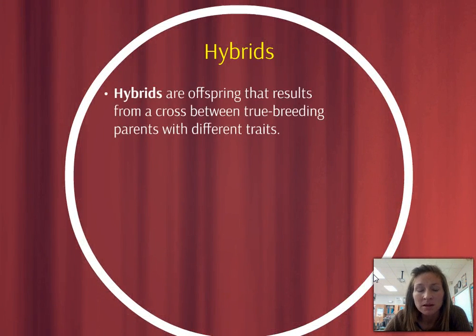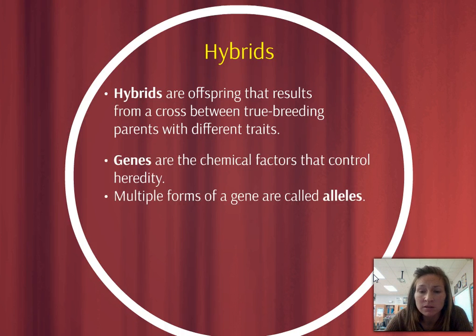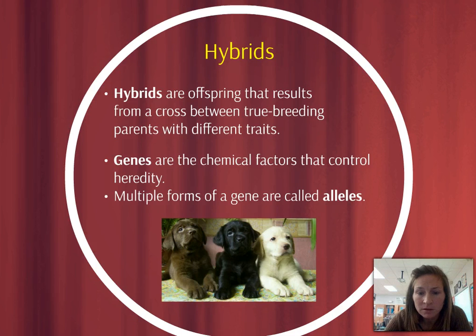Now, hybrids are offspring that result from a cross between true breeding parents with different traits. And the factors, or the chemical factors, that are controlling this heredity are known as genes. So depending on what alleles are within that gene, it's going to control what we actually see on the outside. Multiple forms of a gene are known as alleles, and in this picture here of Labrador retrievers, there are different alleles being carried by these offspring.